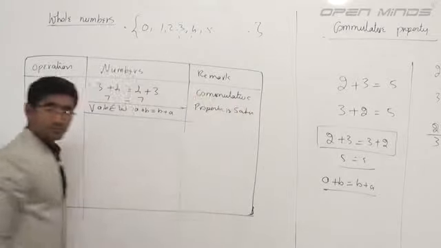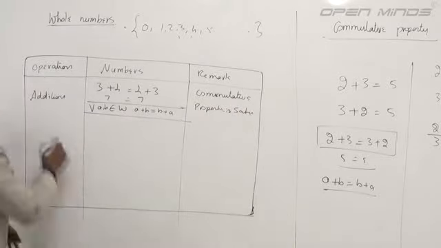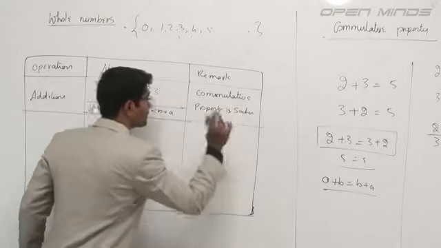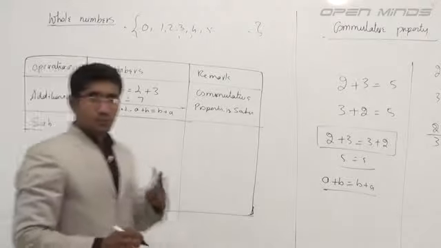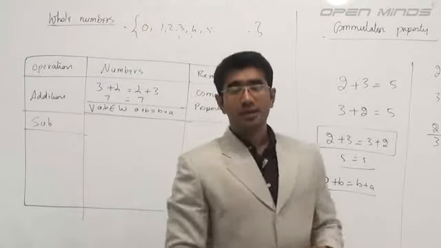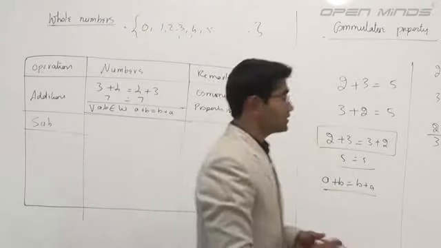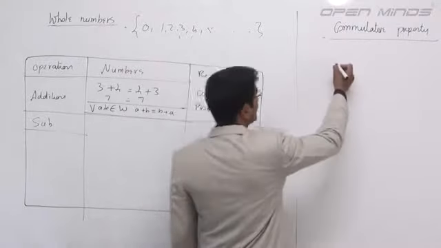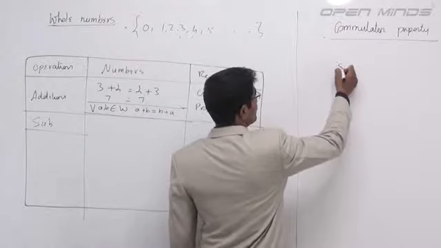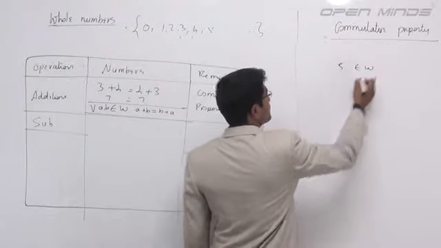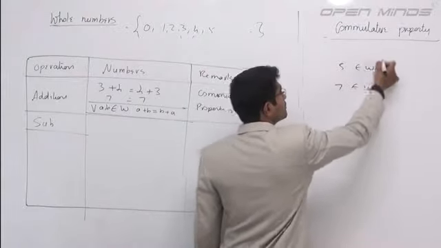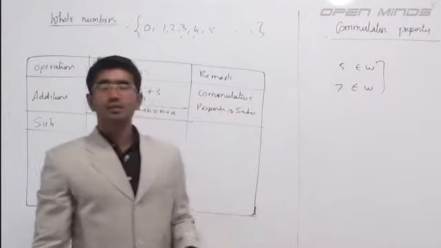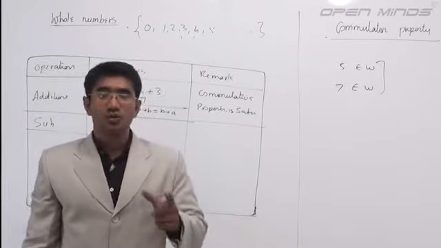Very simple. Now let's go with the next one. I'm talking about subtraction. Now I'm taking two numbers which are whole numbers again, and I'm trying to subtract them. Let's take 5, which belongs to whole numbers, and let's say 7, which also belongs to whole numbers. I'm now checking whether subtraction is commutative on whole numbers or not.